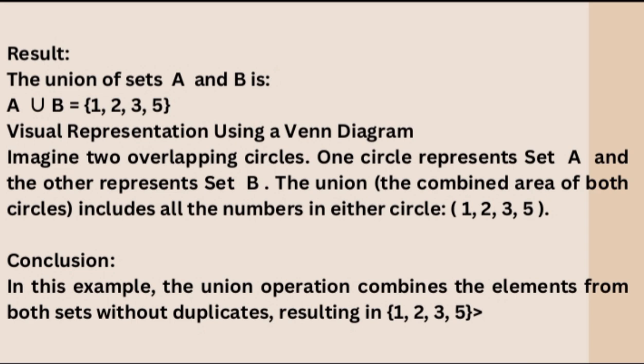In the visual representation using a Venn diagram, imagine two overlapping circles. One circle represents set A and the other circle represents set B. The union, the combined area of both circles, includes all the numbers in either circle, which is {1, 2, 3, 5}. The conclusion in this example: the union operation combines the elements from both sets without duplicates, resulting in {1, 2, 3, 5}.